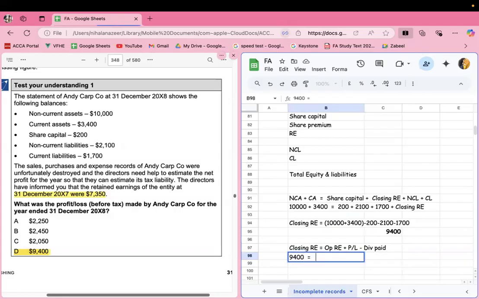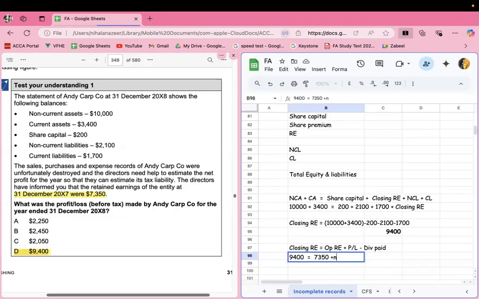So here we have found out the closing retained earnings, right? We know the opening retained earnings from the question. Last year's retained earnings is the current year opening balance, 7,350. Is there any details regarding dividends paid given? No, right? So we're going to assume that there was no dividend.